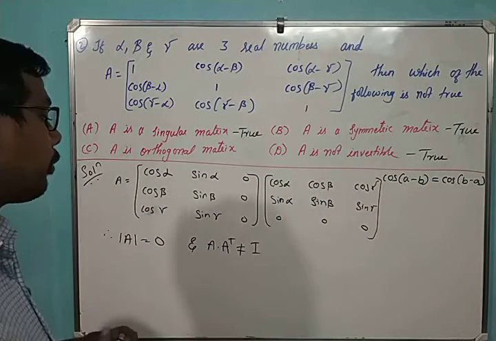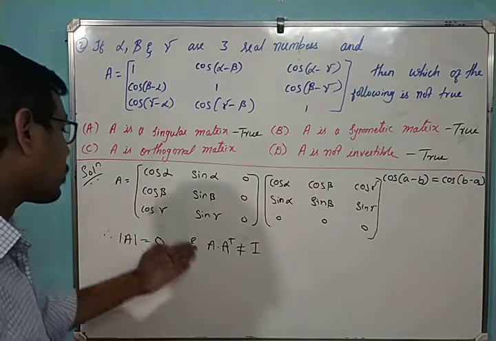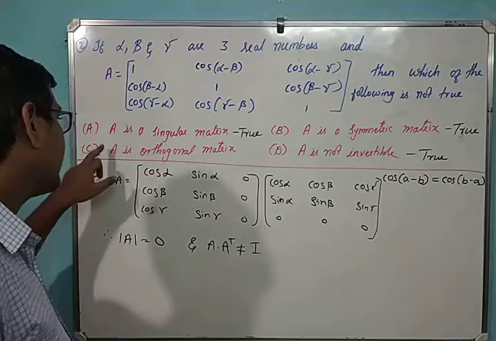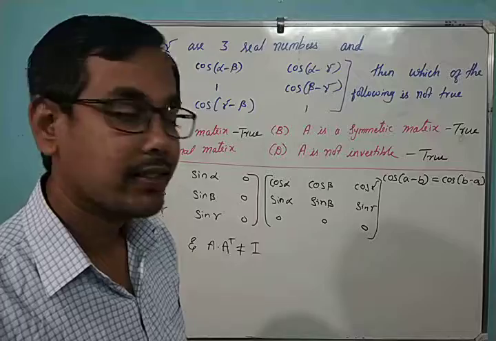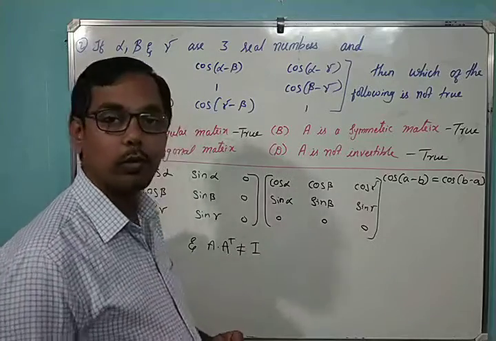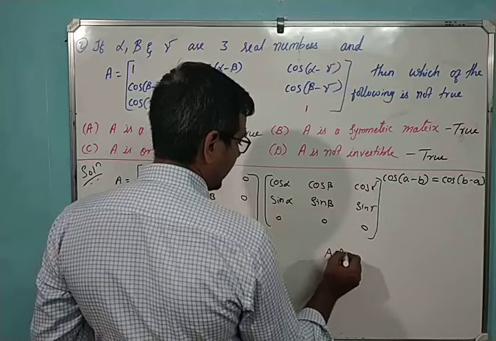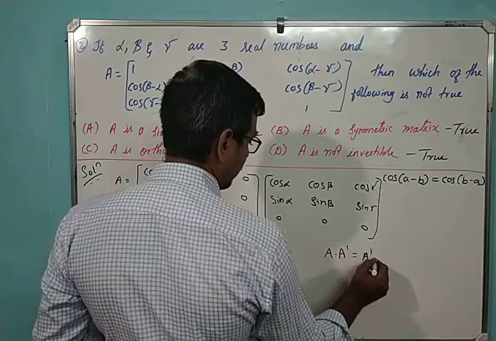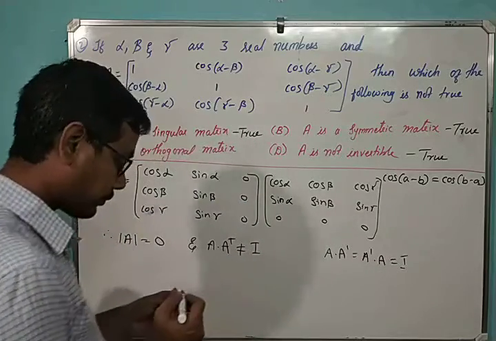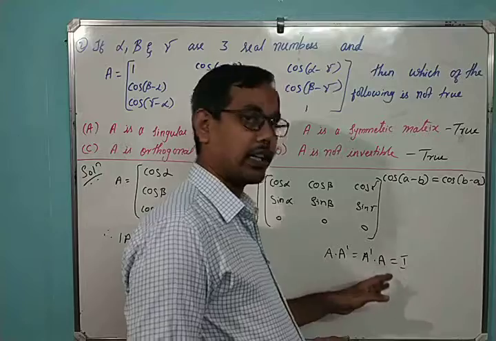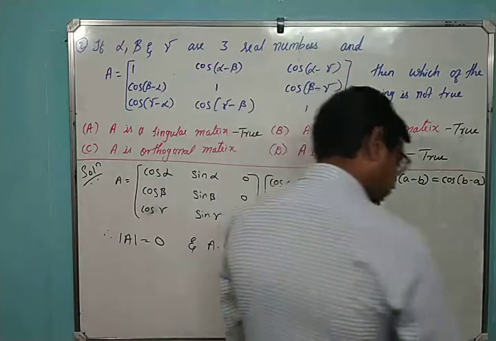Then which is false? A into A transpose is not equal to I, so this should be our right answer: A is an orthogonal matrix. What is an orthogonal matrix? One for which A into A transpose is equal to I. For an invertible matrix, A into A transpose is equal to A transpose into A is equal to I. That is an invertible matrix.